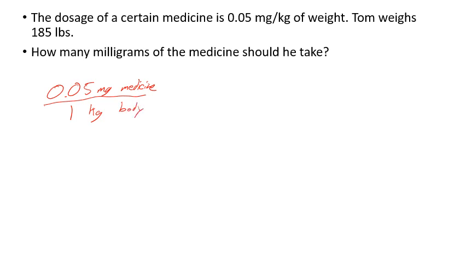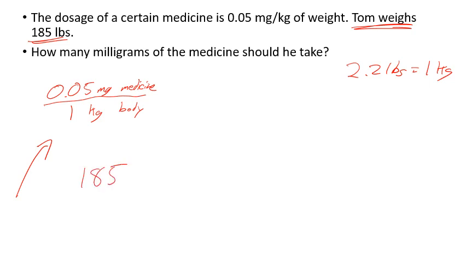Now the body, Tom weighs 185 pounds. Since this whole conversion thing right here is in kilograms, I'm going to convert Tom's weight into kilograms. So I know that, again, 2.2 pounds is equal to 1 kilogram. And so what I'm going to do is convert Tom's weight into kilograms.